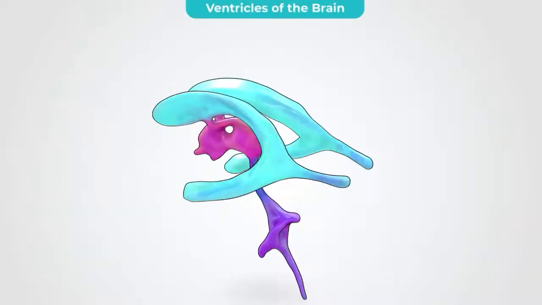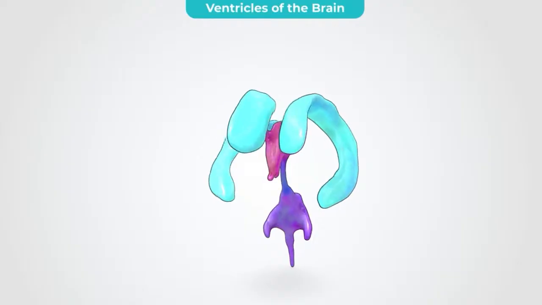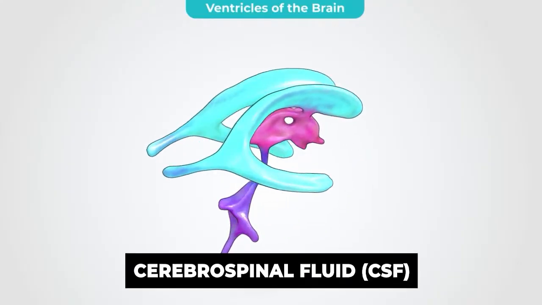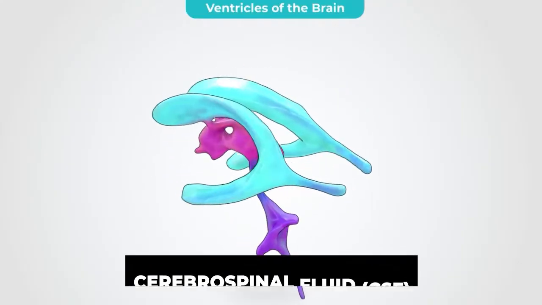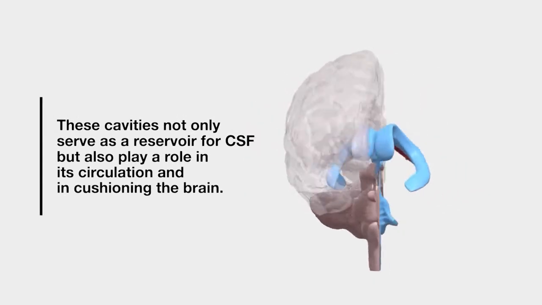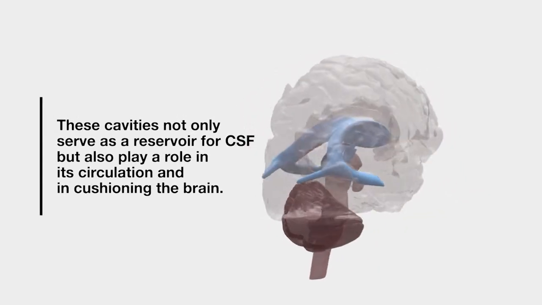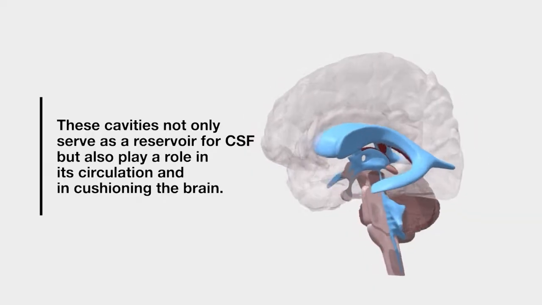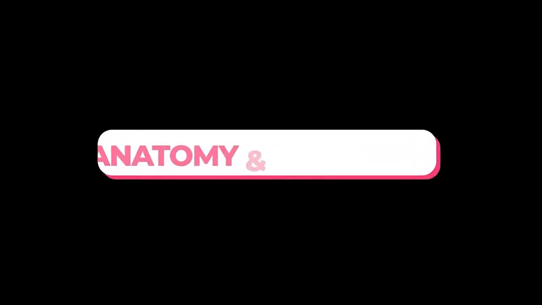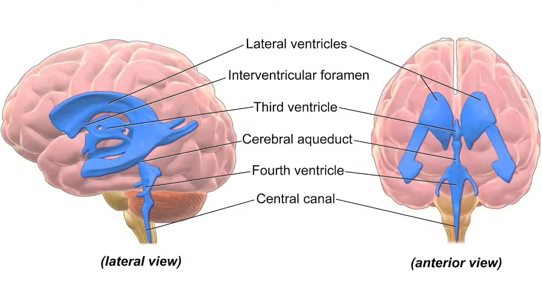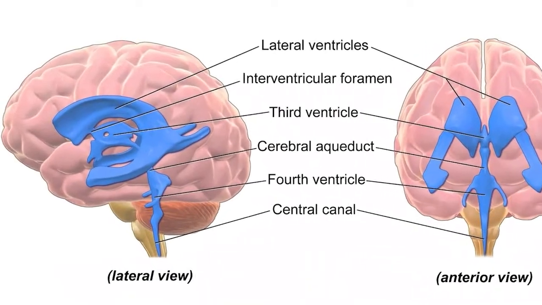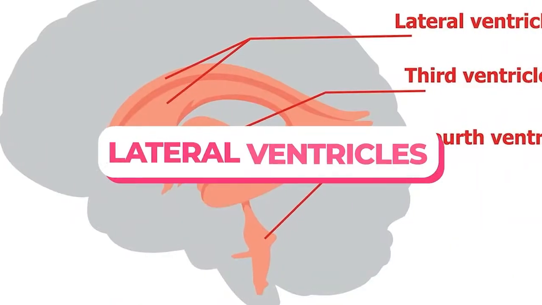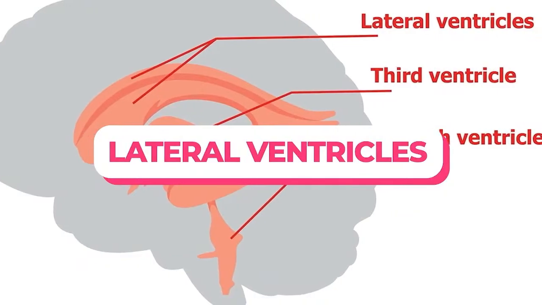Ventricles. The ventricles of the brain are a connected system of cavities filled with cerebrospinal fluid, CSF. These cavities not only serve as a reservoir for CSF but also play a role in its circulation and in cushioning the brain. Anatomy and structure. The ventricular system comprises four main ventricles. Lateral ventricles, first and second ventricles.